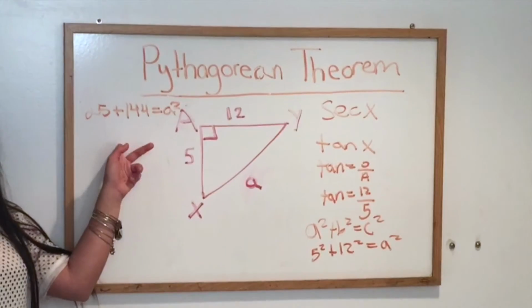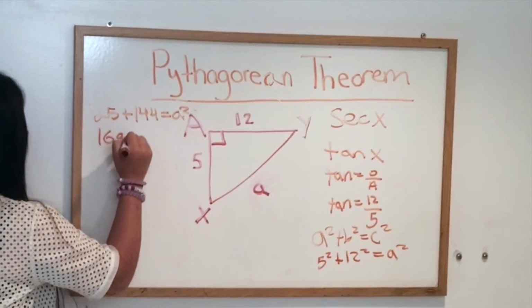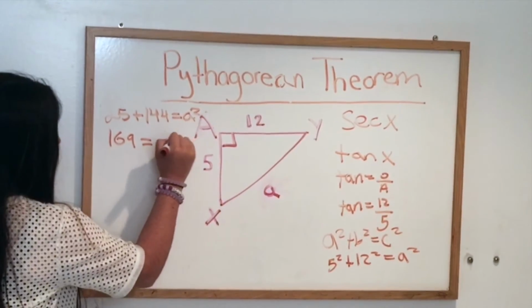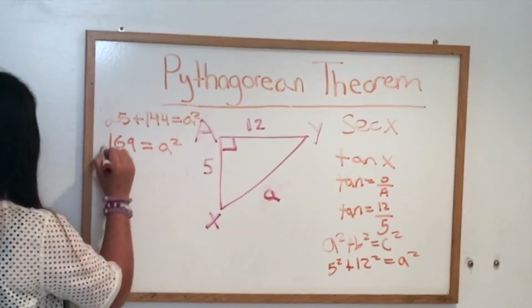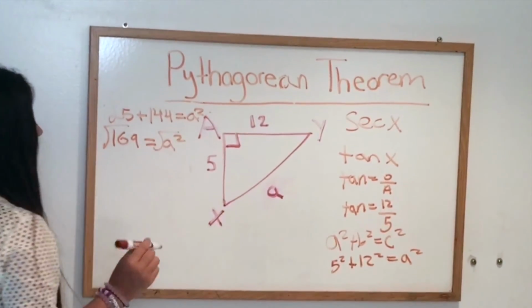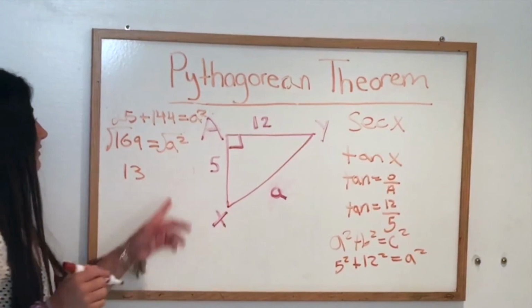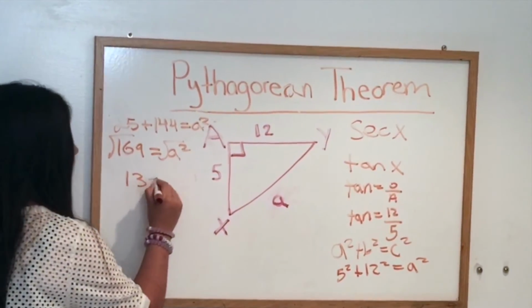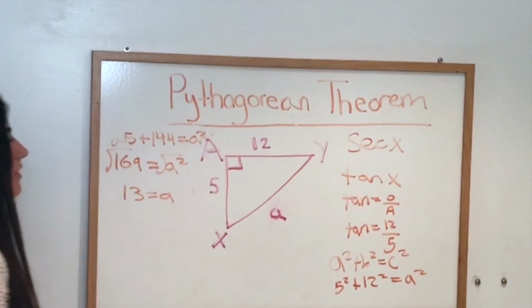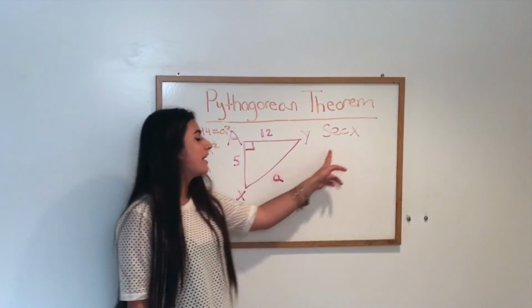Next, we add up 144 plus 25, which equals 169. So 169 equals a squared. Then what we're going to do is square root both sides. When we square root 169, we get 13. And when we square root a squared, the square roots cancel out, which equals a. So 13 equals a. Now we're going to use this information to find secant of x.